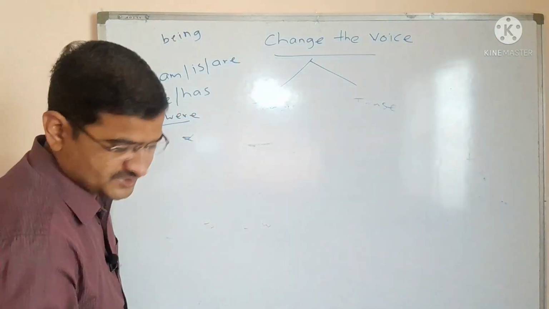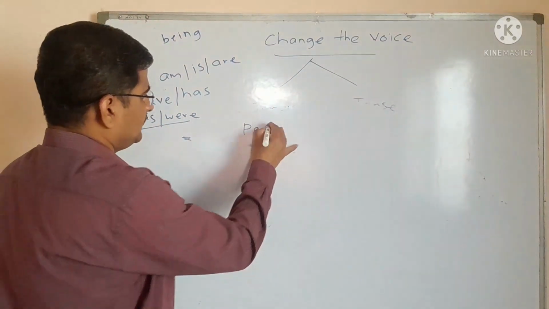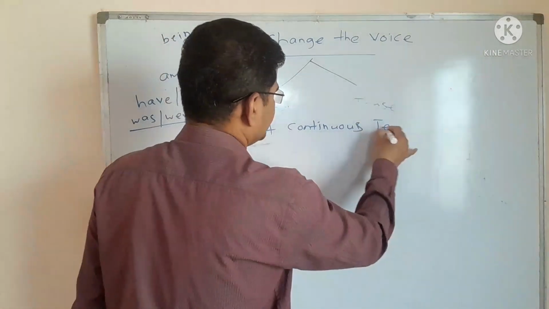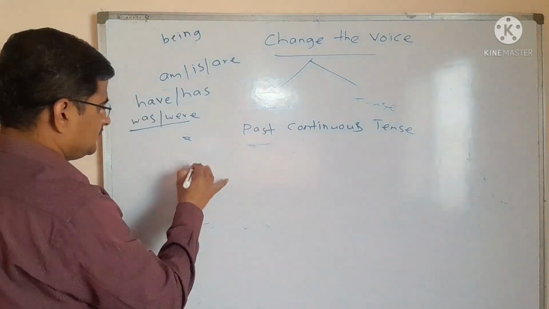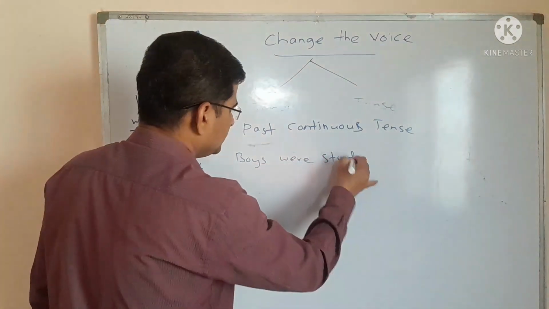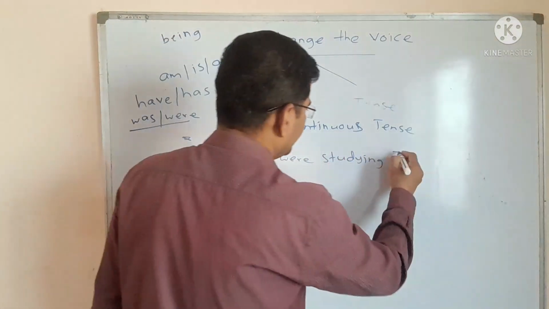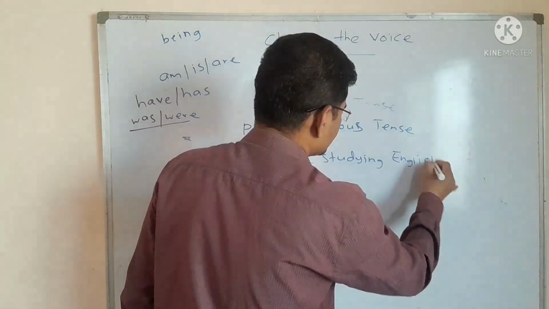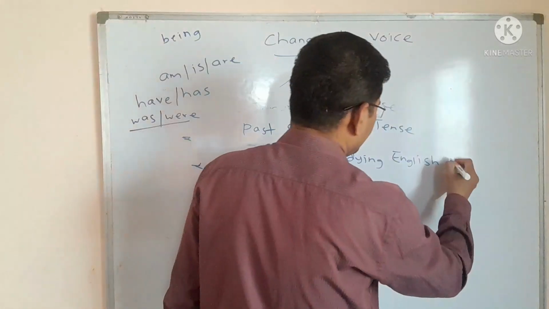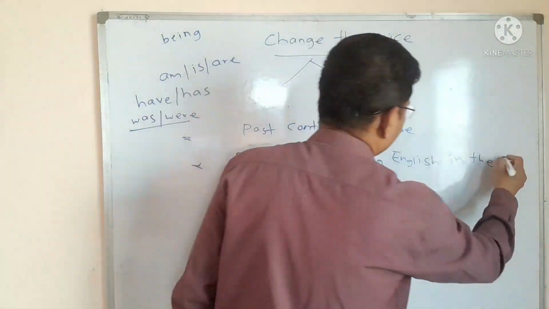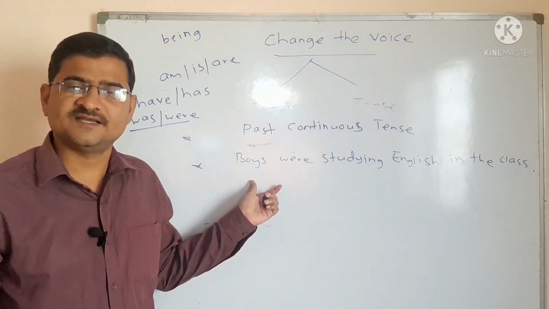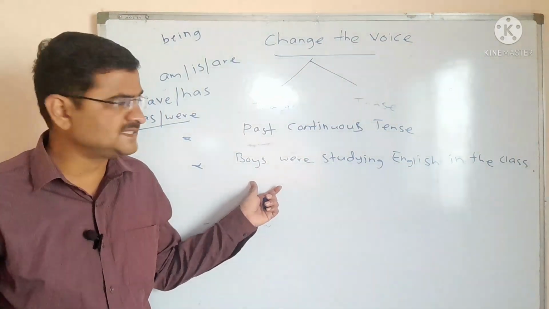Past continuous tense. Past continuous or past progressive tense. Boys were studying English in the class. See here, my dear friends, this is an example of past progressive tense.